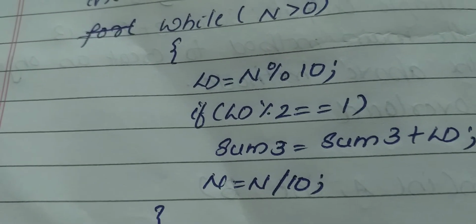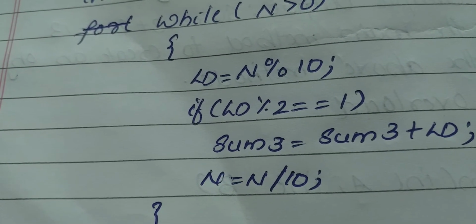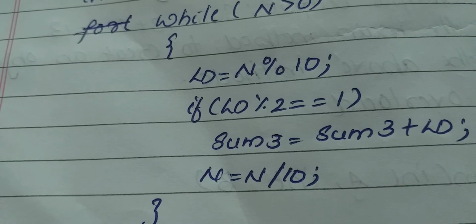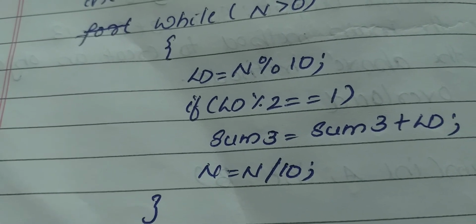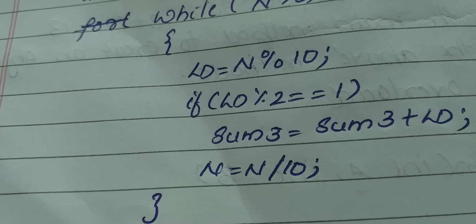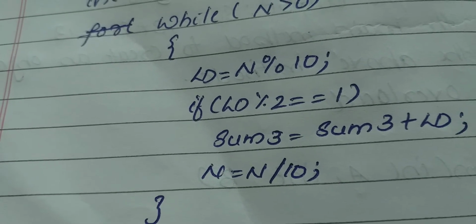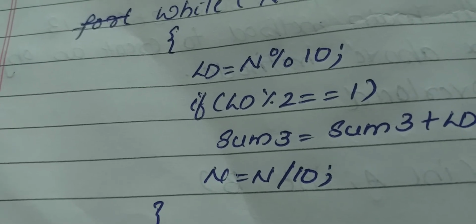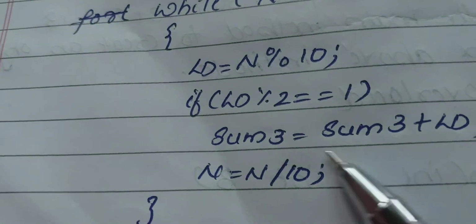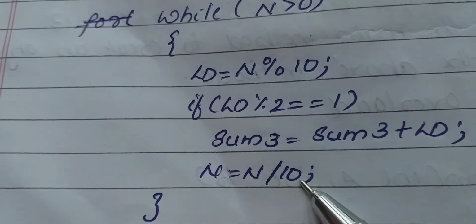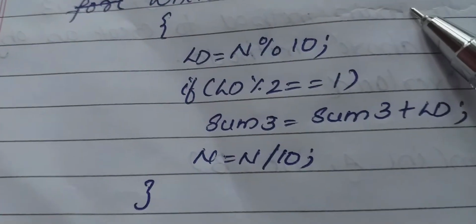We want to extract the second digit. Isn't it? So in order to extract the second digit, before that we have already extracted the final digit. So we want only the remaining digits in that number. So we have used this condition, that is n equal to n by 10. We want only the quotient part.